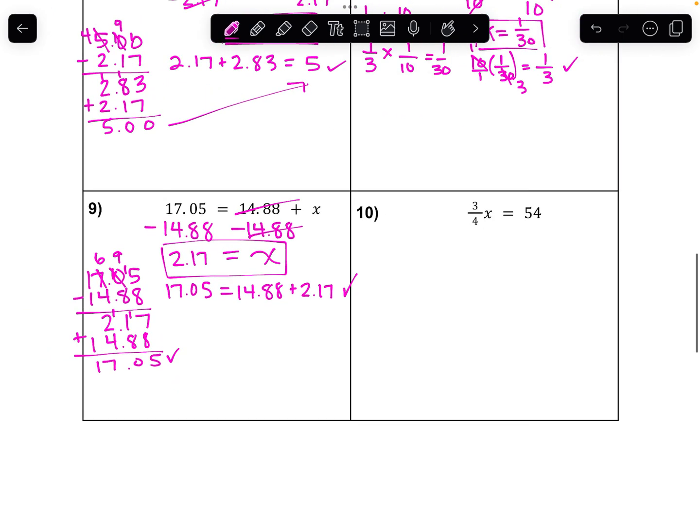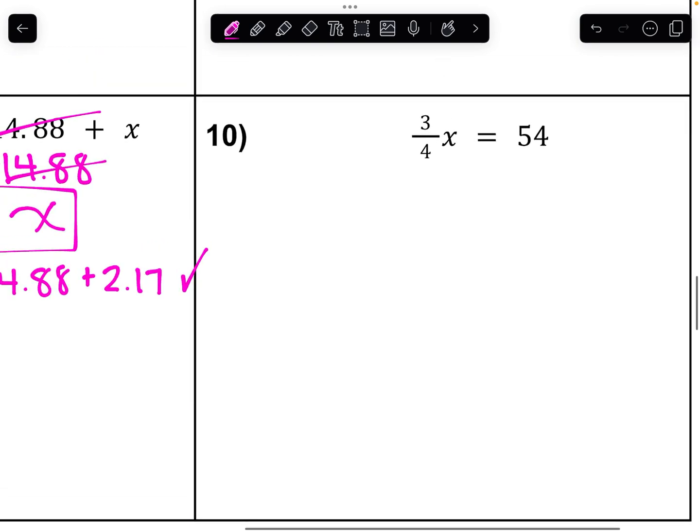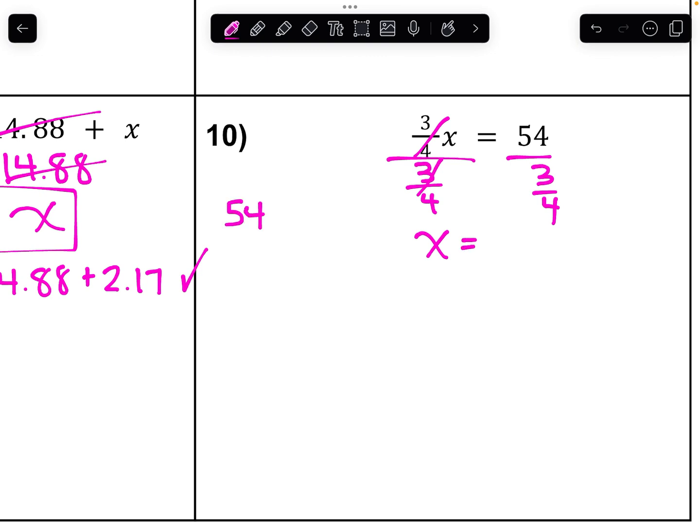Number 10, here we go. Almost done. So 3/4 times x means we must divide both sides by 3/4. Cancel over here. X equals 54 over 1 divided by 3 over 4. That's 54 over 1 times 4 over 3. Well, let's not even cross cancel because I'm going to have to divide to see if I can even divide these. So that seems kind of redundant. I'm going to just multiply top times top.